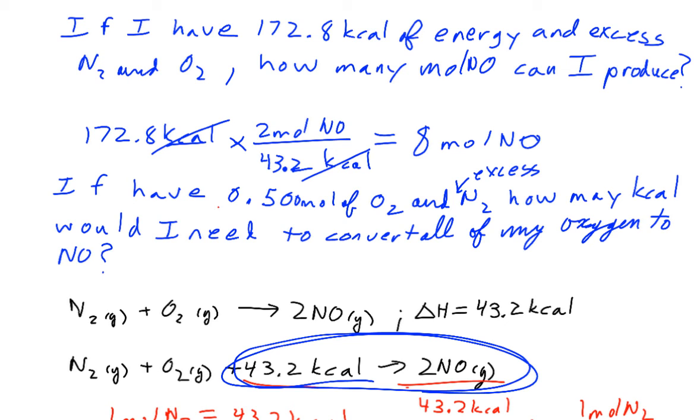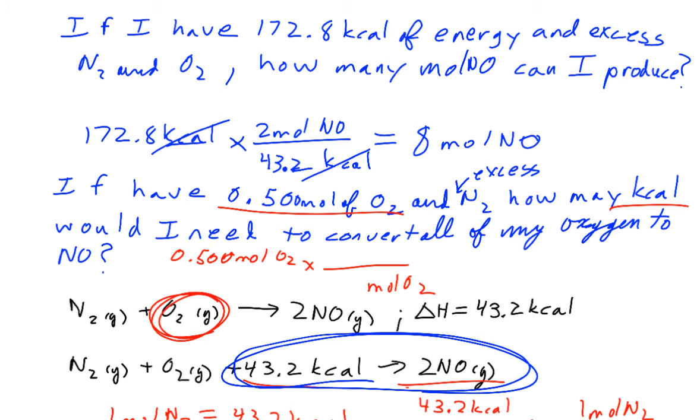We've got one number in the problem. So once again, even though we have no idea how we're going to solve this, we know that our first thing is to get rid of the units attached to that one number, which happen to be moles of oxygen. Do I know anything about moles of oxygen and kilocalories? Yeah. My chemical reaction tells me for every 1 mole of oxygen, I need 43.2 kilocalories. So 1 mole of oxygen, 43.2 kilocalories.